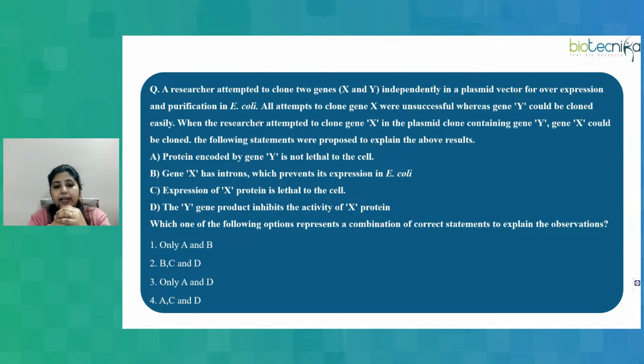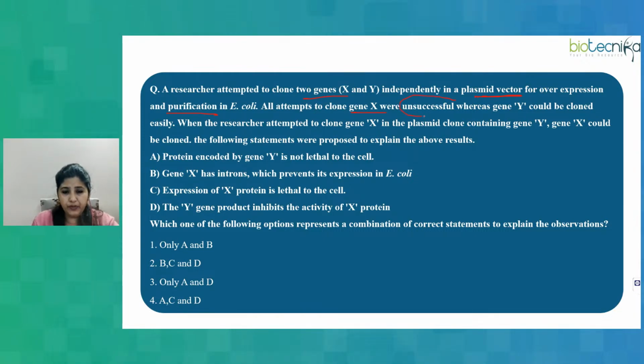A researcher attempted to clone two genes, X and Y, independently in a plasmid vector. Independently, like first, the researcher attempted to clone X, then again to the vector, gene Y. So, a researcher attempted to clone two genes, X and Y, independently in vector for overexpression and purification in Escherichia coli. All attempts to clone gene X were unsuccessful.